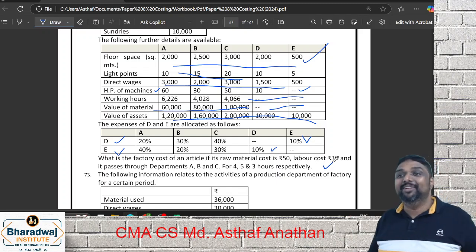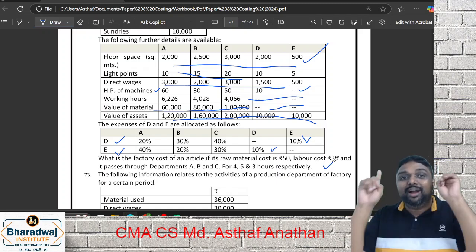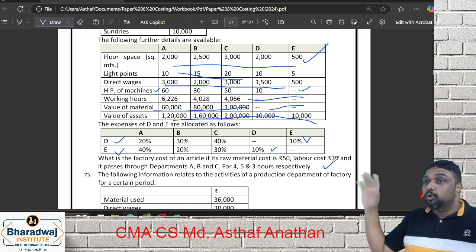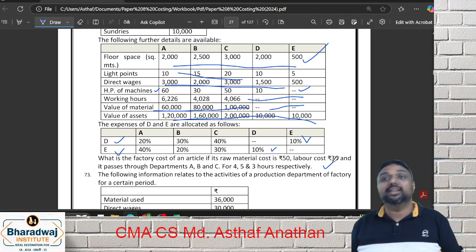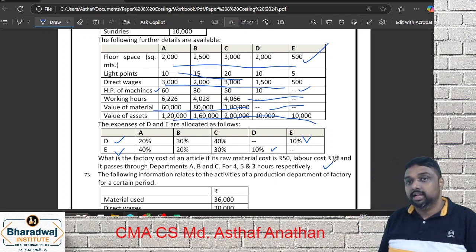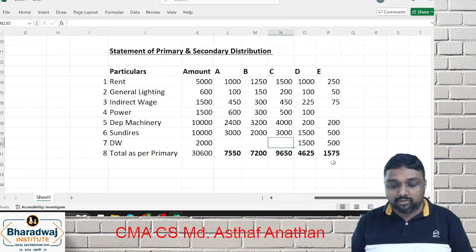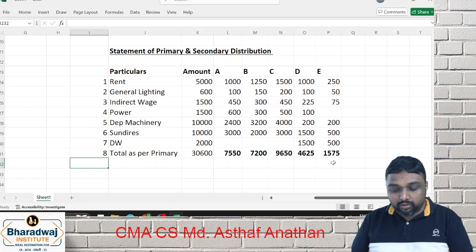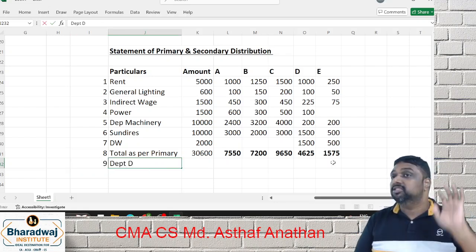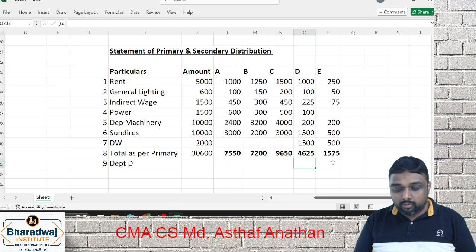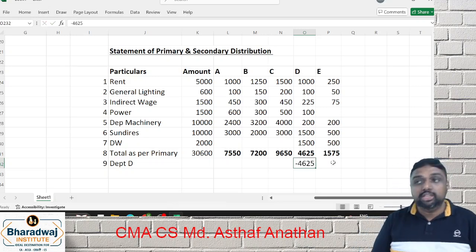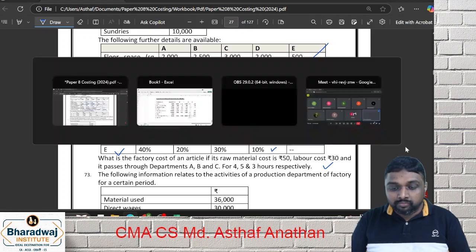Here, I will do both methods now. So in one consolidated question, this entire chapter is over, because we will do all the methods. First I will do repeated distribution. Once it is over, I will do simultaneous. Let me tell you what will happen in repeated distribution. First you have to take any department. I am taking department D first. Department D, what is the total amount? 4625. This you have to apportion.